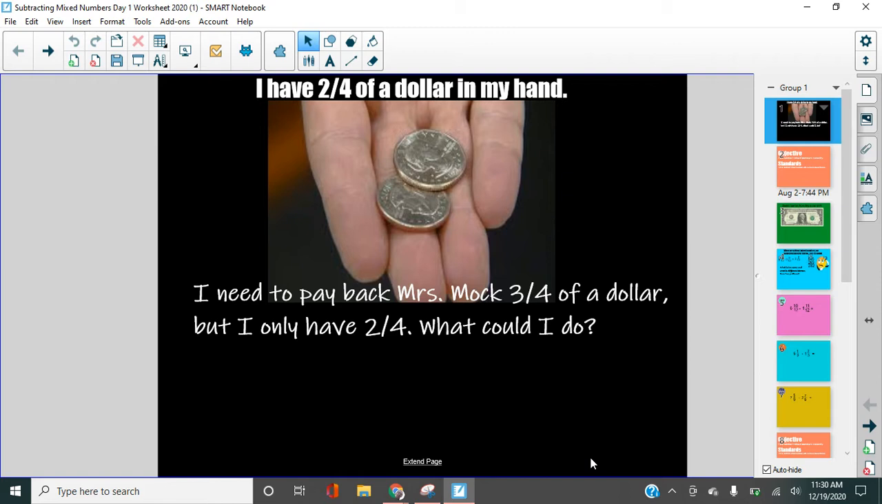So I want you to imagine, look at my hand there. I have 2/4 of a dollar in my hand, right? There's 4 quarters in a dollar. I have two of them. I need to pay back Mrs. Mock 3/4 of a dollar, but I only have 2/4. What could I do? Is she not going to get her money? I only have 2/4. I need to get 3/4 of a dollar. What could I do?